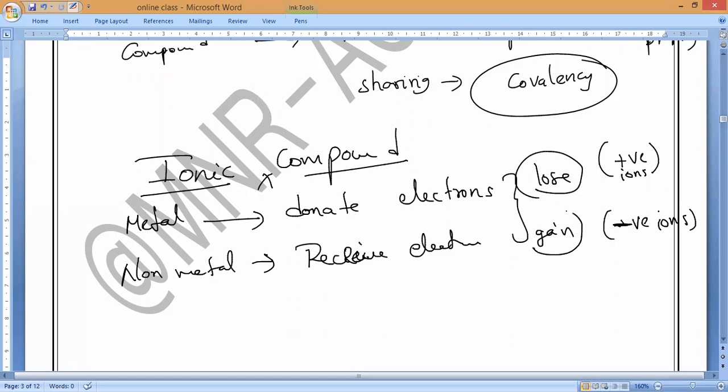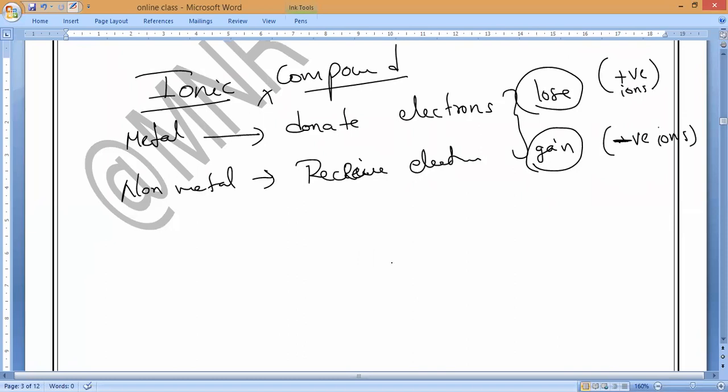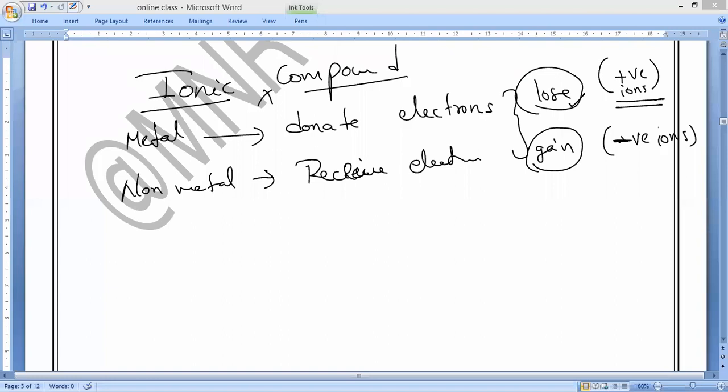Now this electrovalency is again of two types. One is by loss of electrons. So it turns into positive or negative? By loss of electrons, positive. That is called positive electrovalency. And by gaining electrons, we get negative ions. That is negative electrovalency. So first of all, write electrovalency.